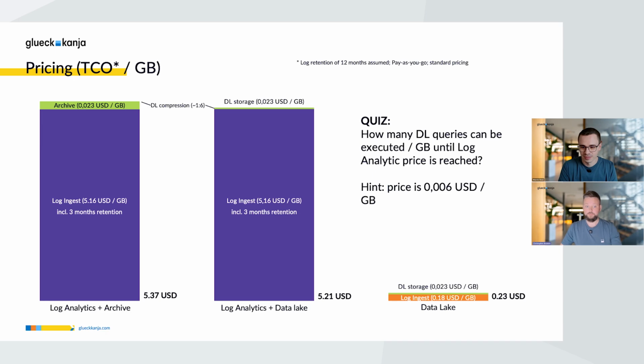How often do I need to query a gigabyte until I'm back at my analytics price? If you have in mind, okay, I have to pay 0.6, so under one cent per gigabyte every time I'm querying it, we are coming to 830 times a query. So if you query each gigabyte that you ingest into the data lake 830 times, it is maybe reasonable to move it back to the analytics tier. In practice, you will be far below this, and we will show you how this goes.